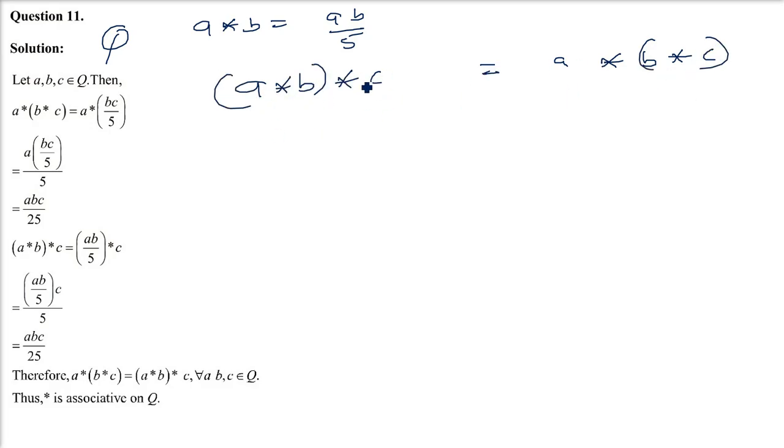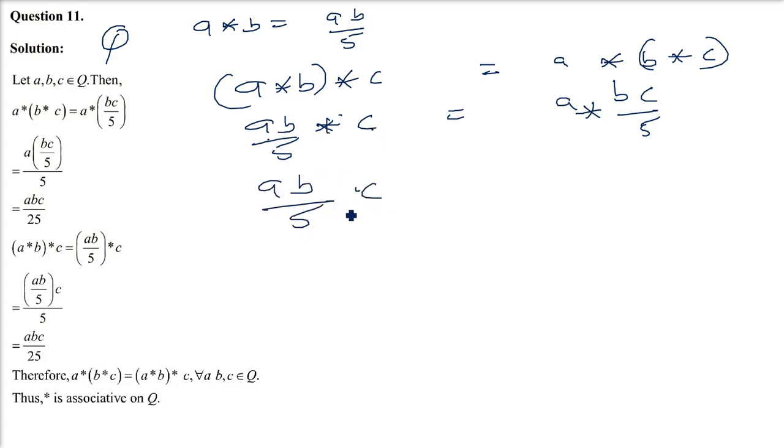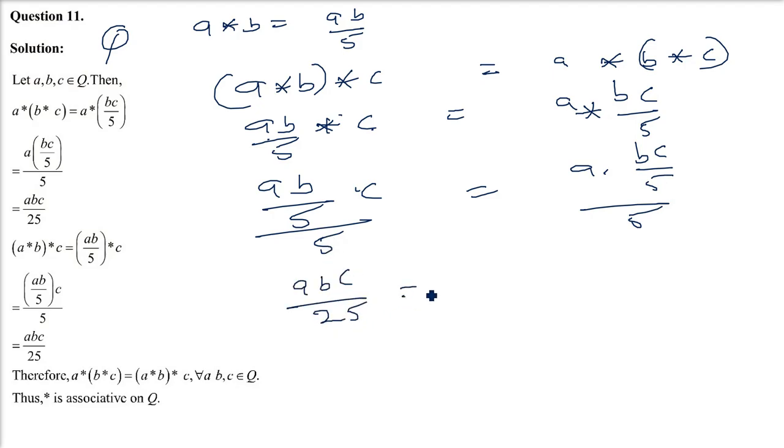So a star b is what? ab by 5. Then we'll operate it with c. Here you have a into bc by 5. Now ab by 5 star c: ab by 5 multiplied by c divided by 5 equals, now a bc by 5 divided by 5. So you have abc by 25. Here we have abc by 25. So they are equal. That means it is associative.